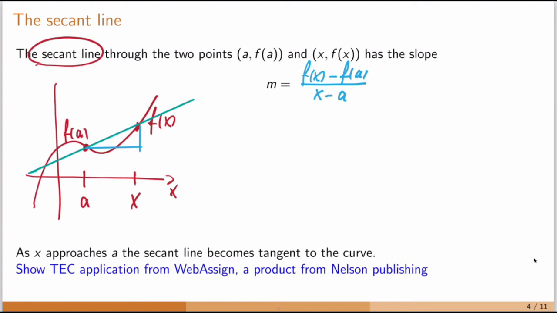Now, what happens as x approaches a? So then the question is, what happens to the secant line in this case? And to see that, I have a wonderful animation which you can find on WebAssign, and it has been produced by Nelson Publishing.